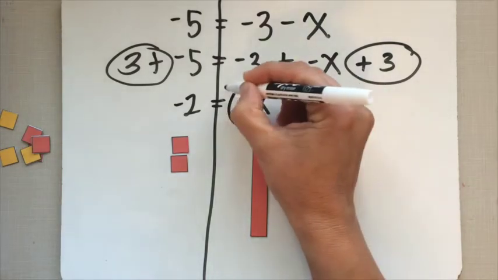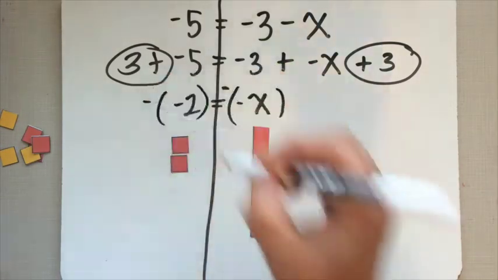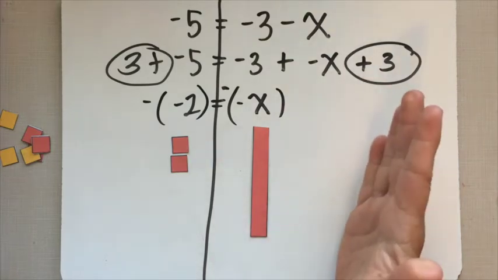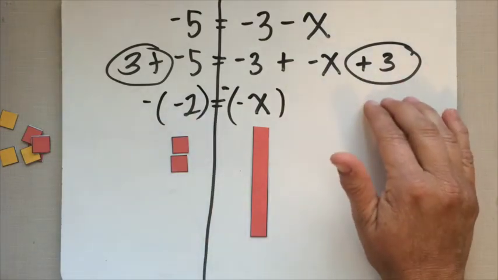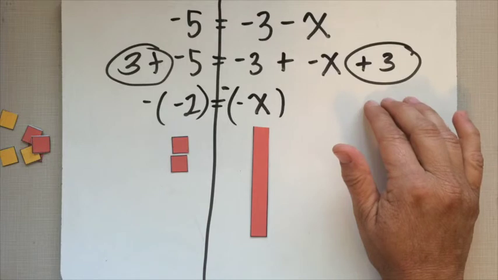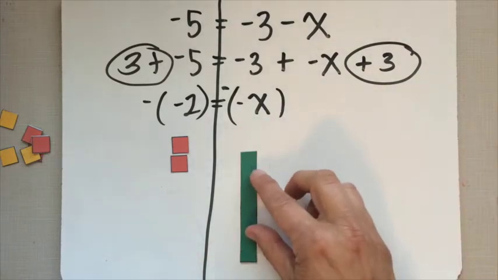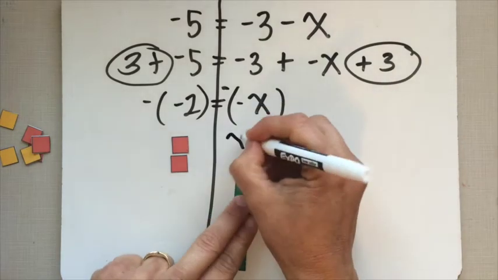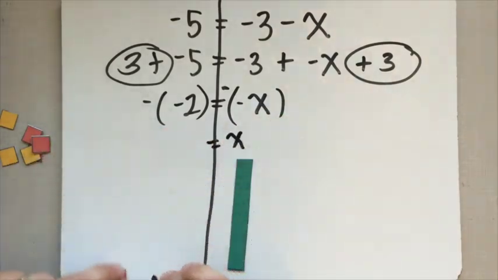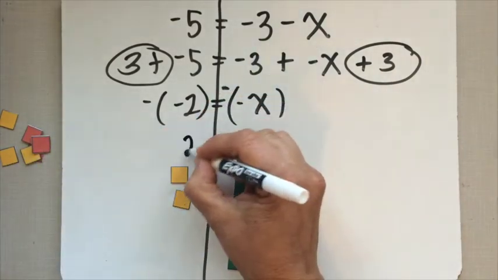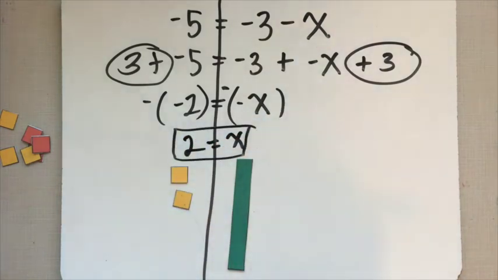I'm just going to take the opposite of both sides. Remember, whatever we do to one side, we do to the other, whether it's adding, subtracting, multiplying, dividing, or taking the opposite. The opposite of a negative x is a positive x. The opposite of 2 negative 1s is 2 positive 1s. So x equals positive 2.